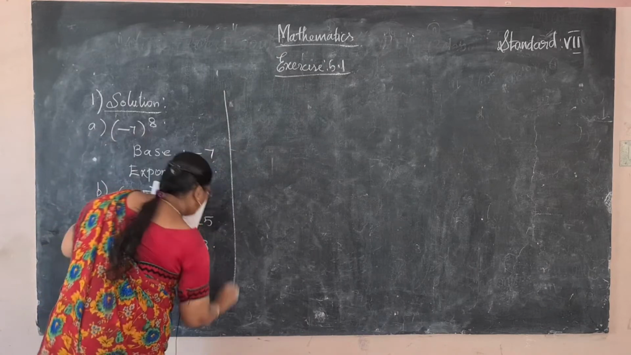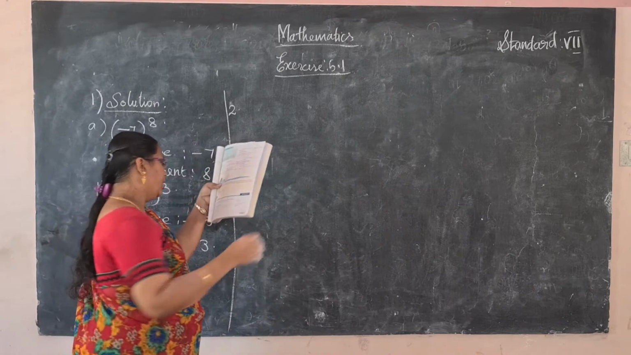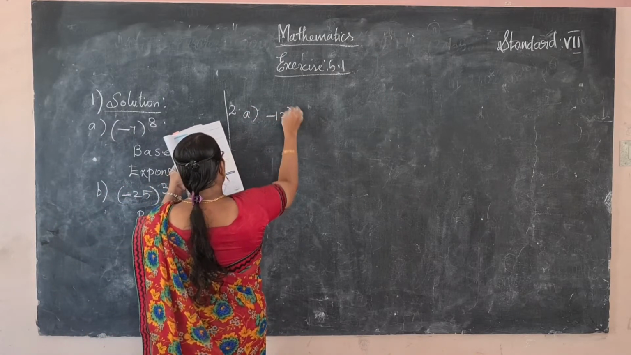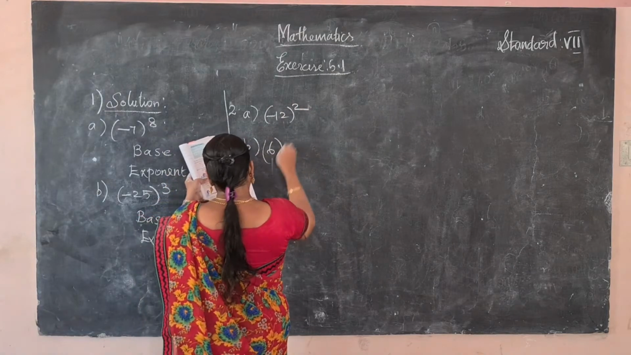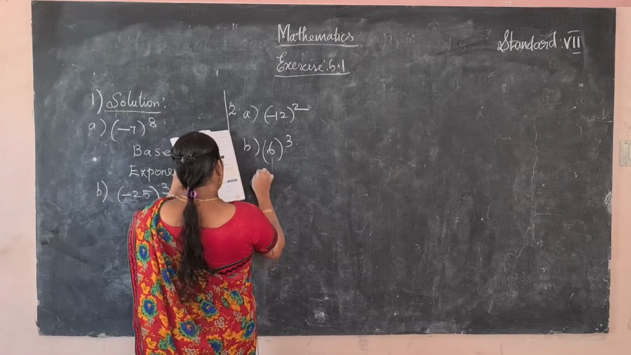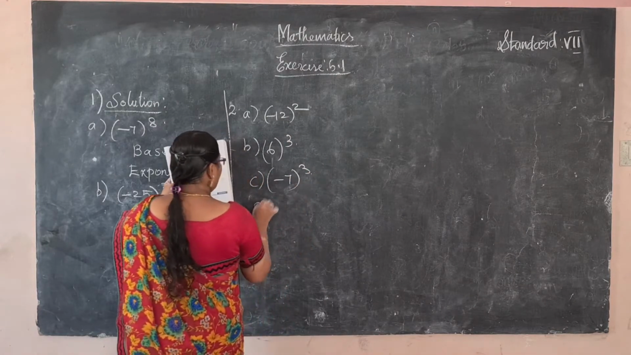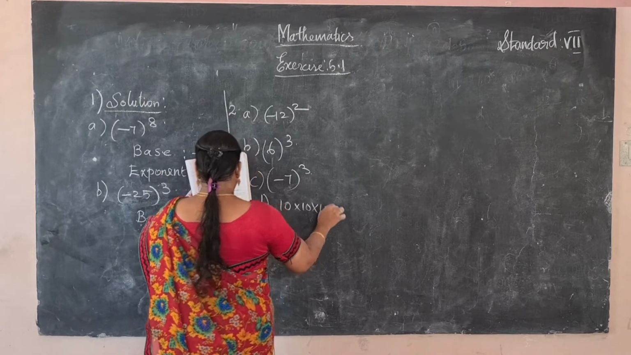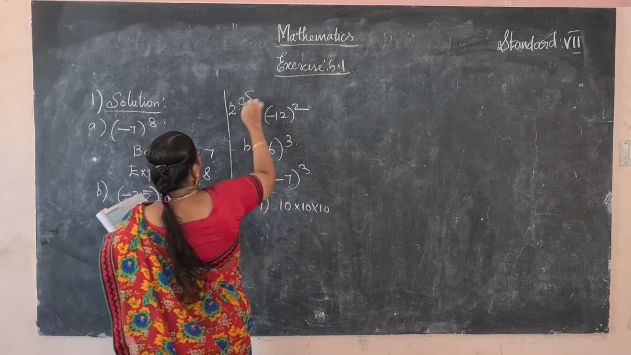Now move to the second problem. Find the value of the following. So the first one is minus 12 power 2. The second one is 6 power 3. C is minus 7 power 3, and D is 10 into 10 into 10. The remaining 4 problems are homework. Now let us do the solution.